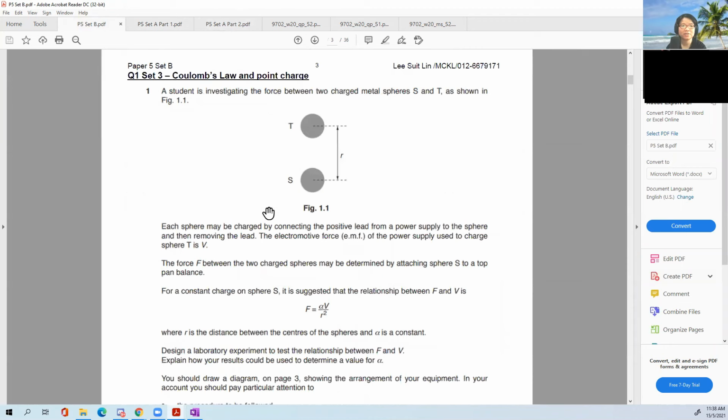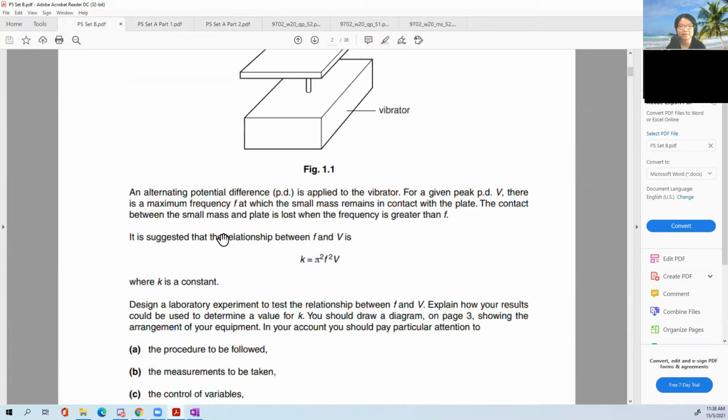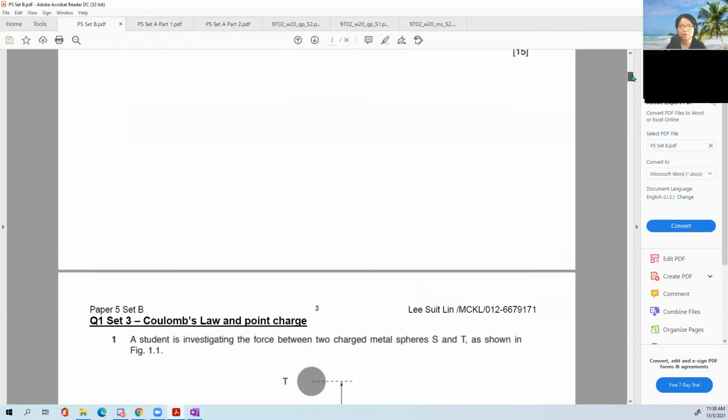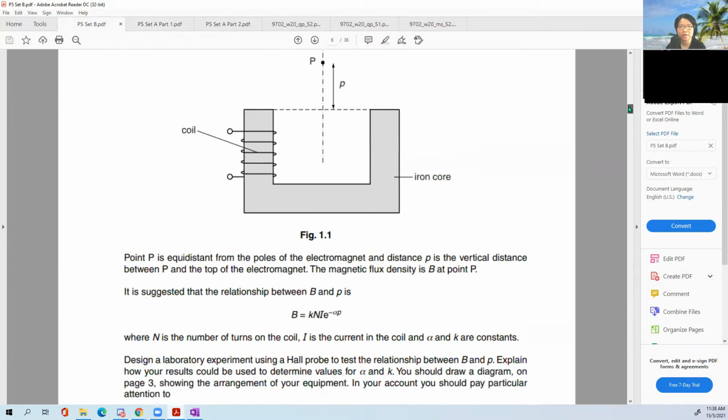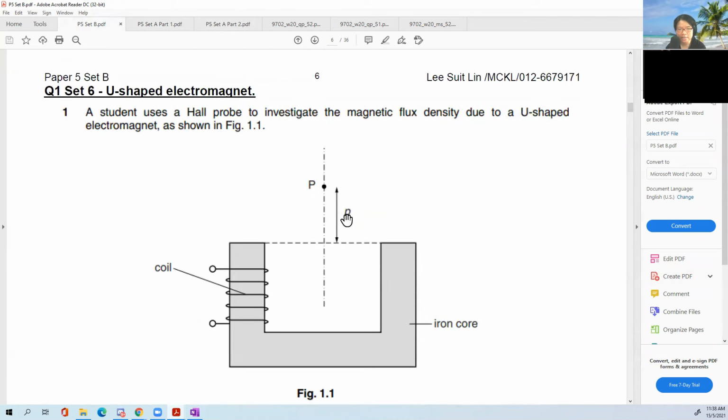This one, we measure the force between 2-point charges. This is the May June 18 paper. Go and look at it, okay? So you can go through this, all right? And then this one, you see, B is magnetic flux density at point P. This is where we use a Hall probe. They even tell you, uses a Hall probe.